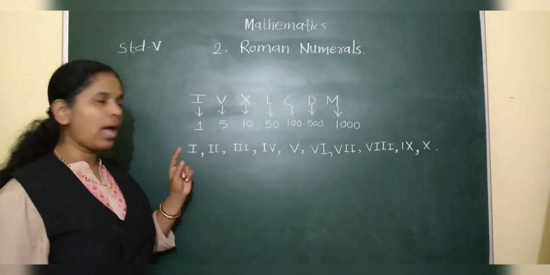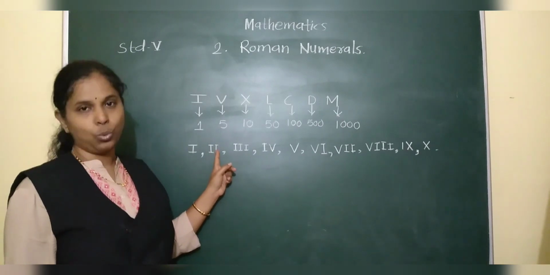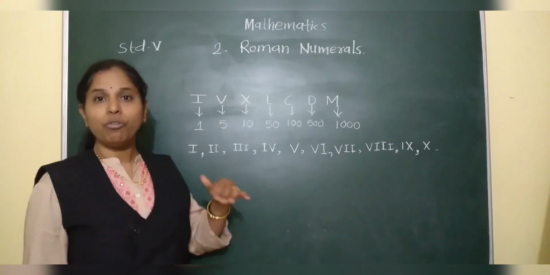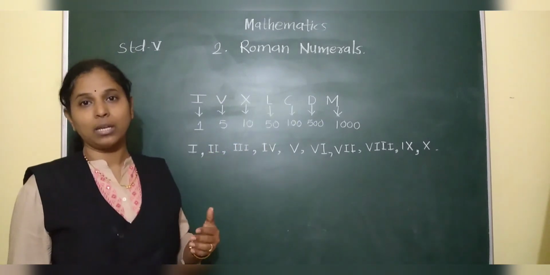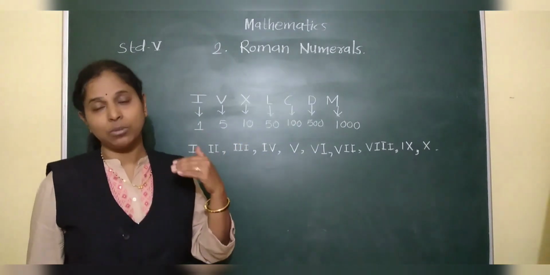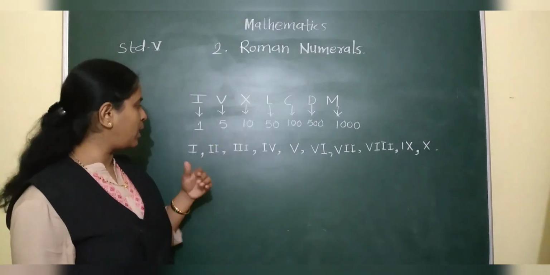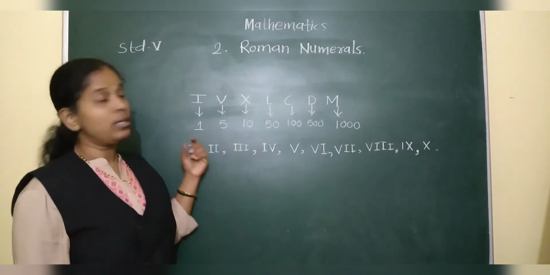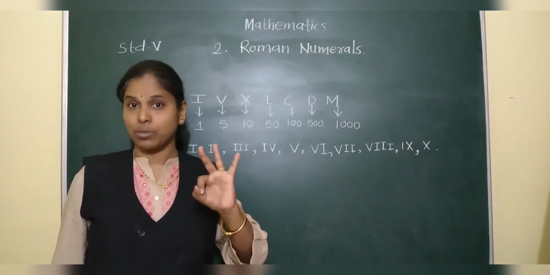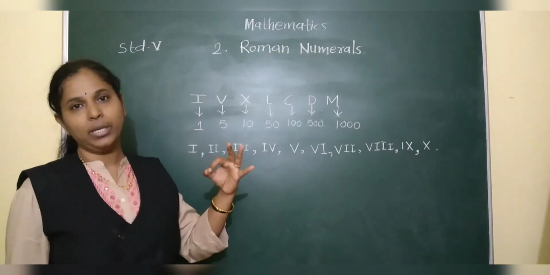See here, 1, I means 1. 2 times I means 1 plus 1, 2. 3 times I means 1 plus 1 plus 1, 3. Now 4, you people will say, how to write 4? 4 times I. No. In Roman numerals, the first rule, whatever you have learned in 4th standard, is that the symbol I can be repeated only up till 3 times, not more than 3 times. Got it? Only 3 times we can repeat I.